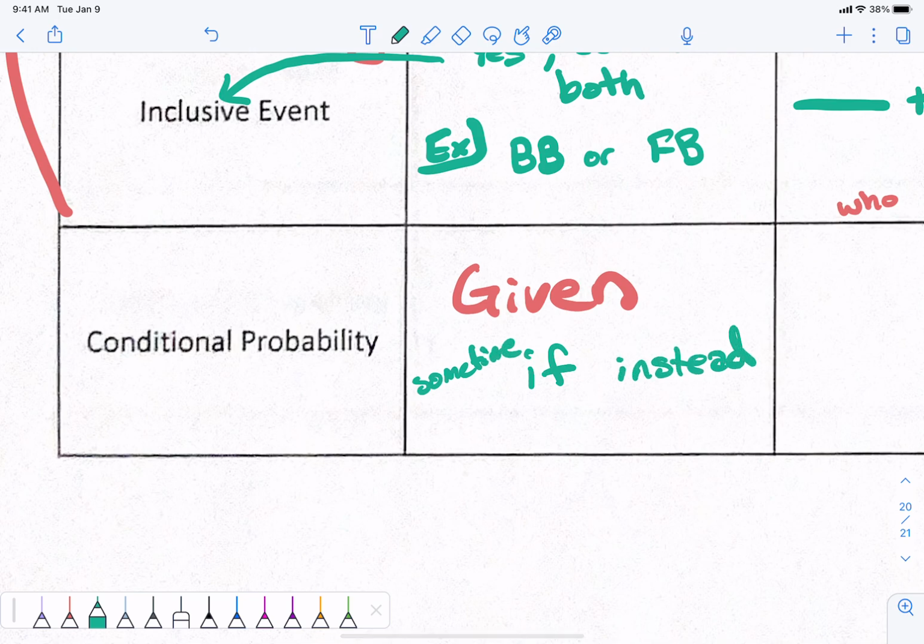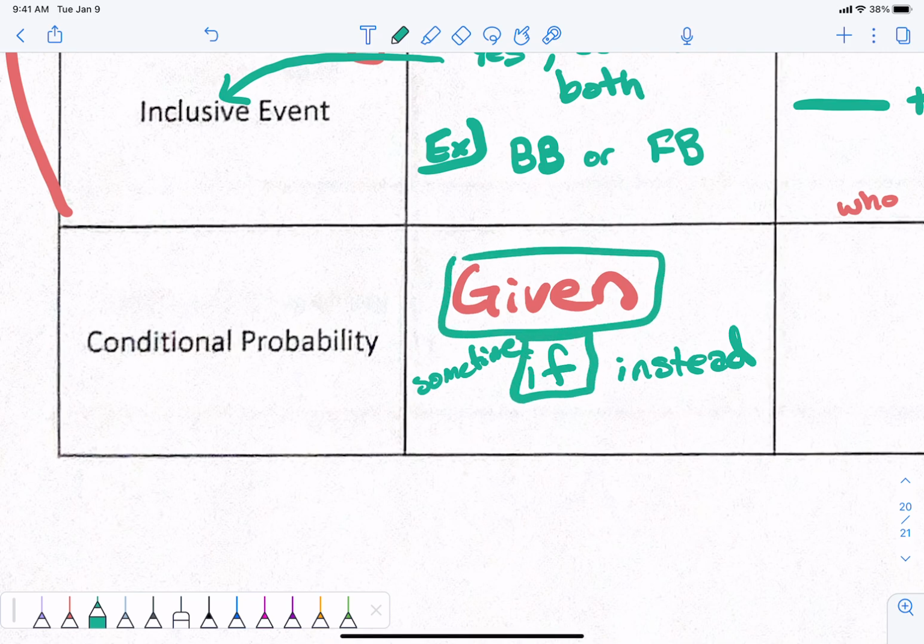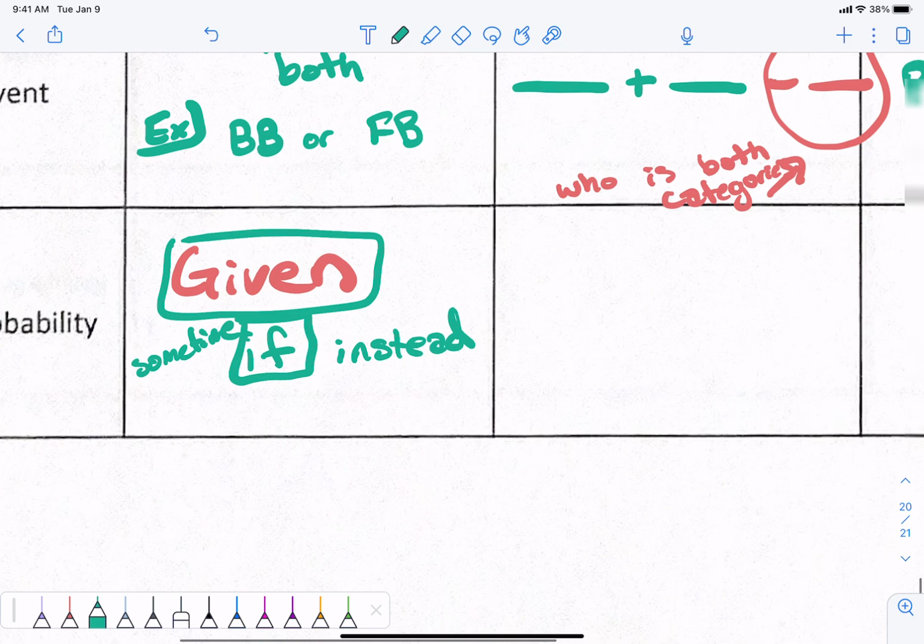So if you see the word if or the word given, those are going to be conditions. It's like under a certain condition. We're not talking about everybody, we're only talking about these people. Okay, good?